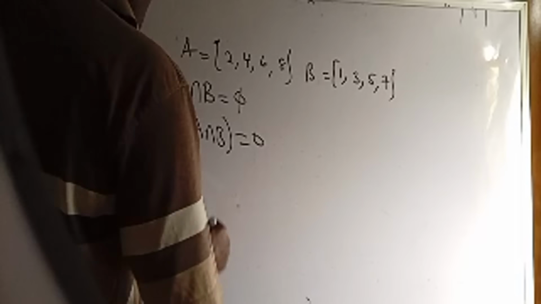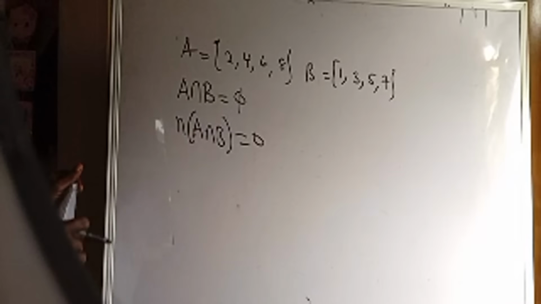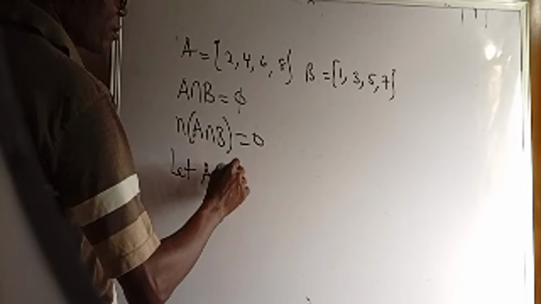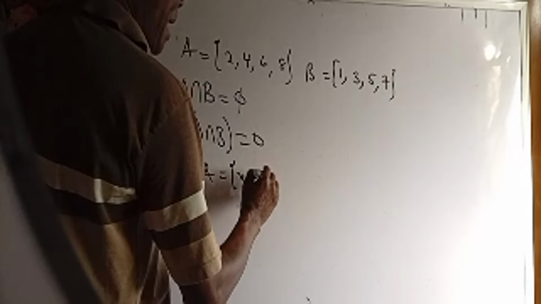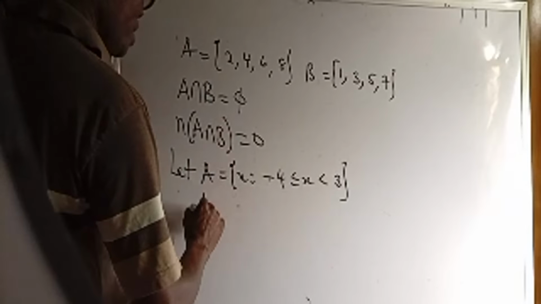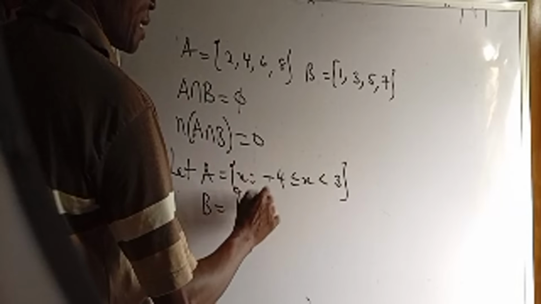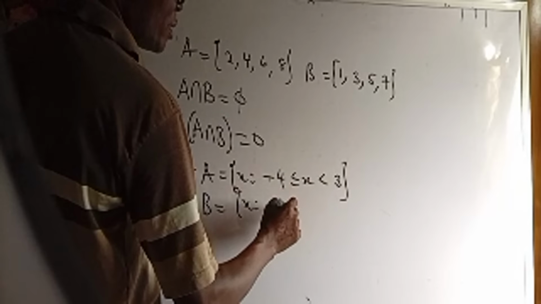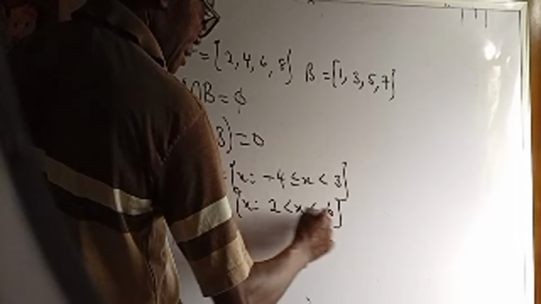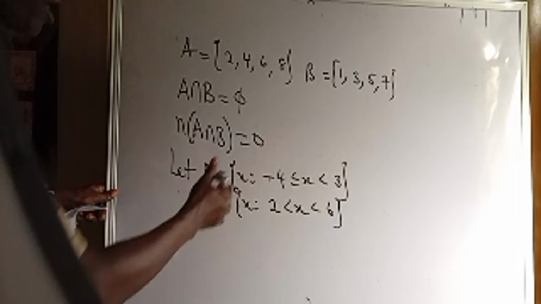Now let's look at another one. There are two ways of representing sets. We have set builder notation and tabular form. So we can also represent a set like, say, let A be a set such that -4 less than or equal to x less than or equal to 3, and let B be a set of x such that 2 less than x less than 6. Yes, this is another way. Now say find A union B. This is another interesting question.